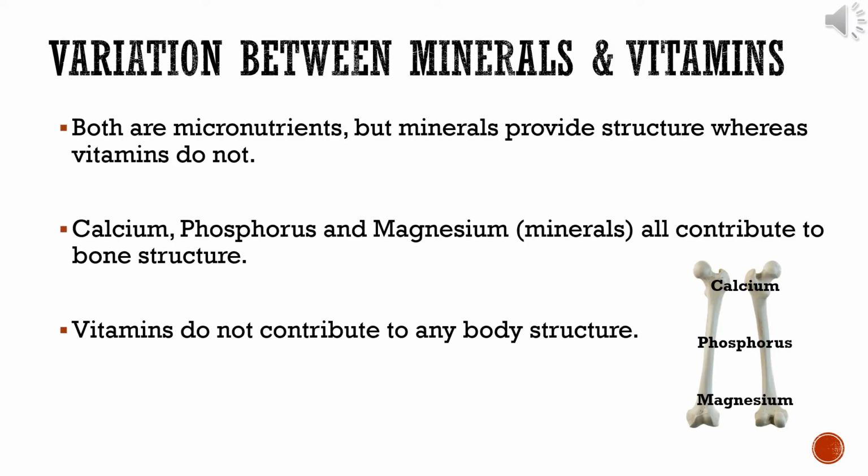So again, vitamins and minerals are both the micronutrients, but some minerals are going to provide structure to the body, where vitamins do not. The bone minerals, calcium, phosphorus, and magnesium, these all contribute to bone structure. And again, vitamins do not contribute to any body structure. They might promote metabolism of the bone or metabolism of muscle that helps to create and develop those things, but they don't actually contribute. They're not a piece of the body like the minerals are.